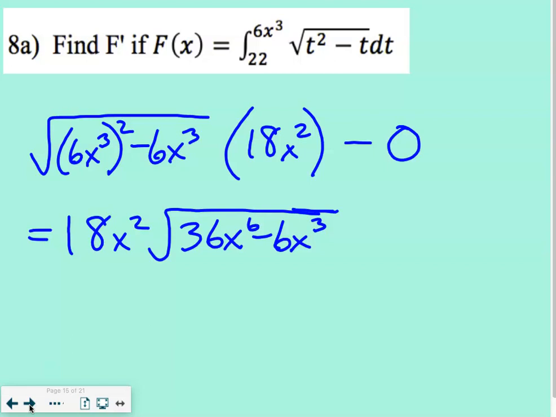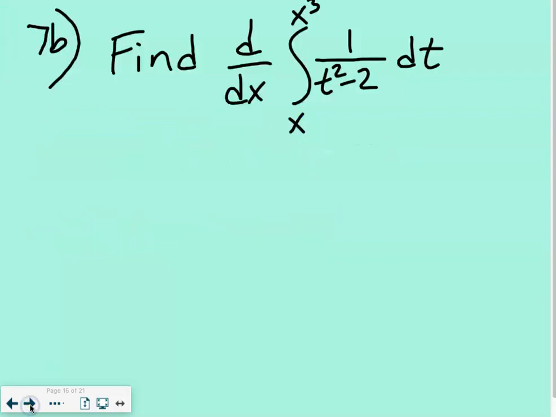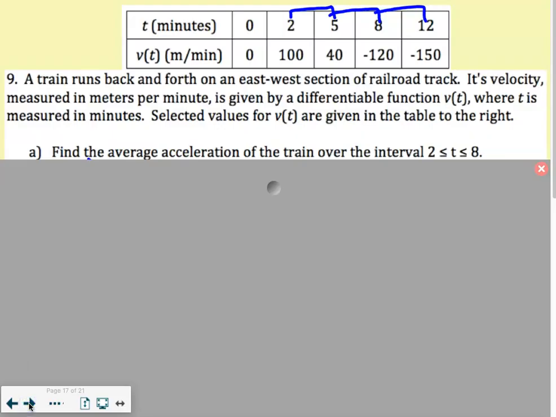Okay. All right, let's move into applications. I'm going to skip that one. Okay, the train.